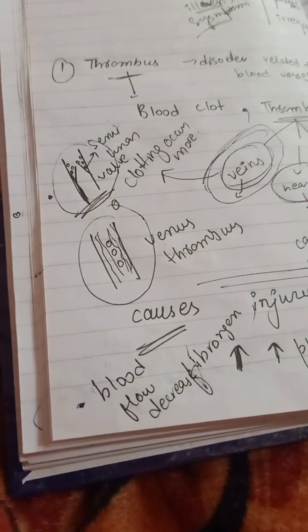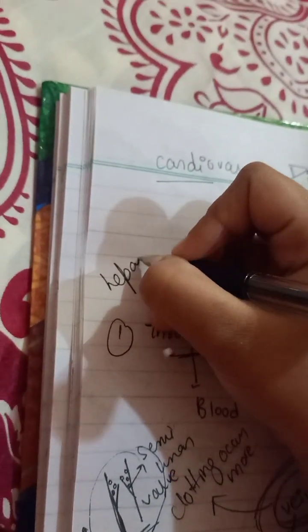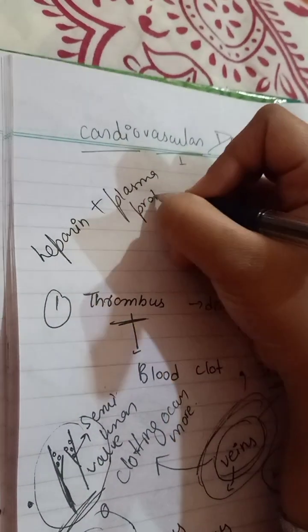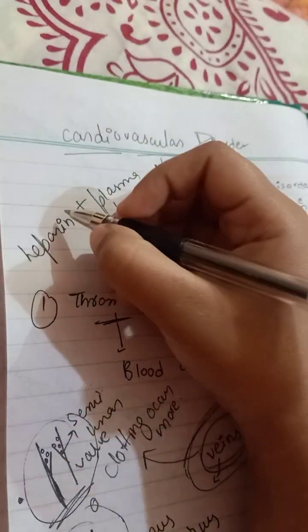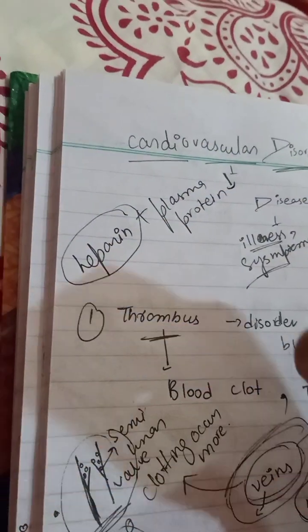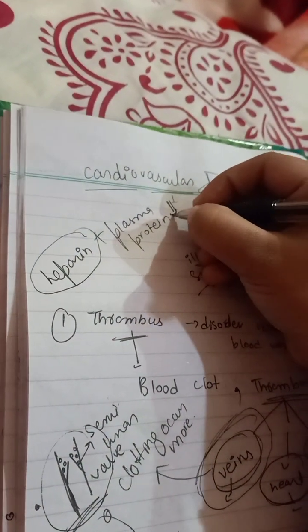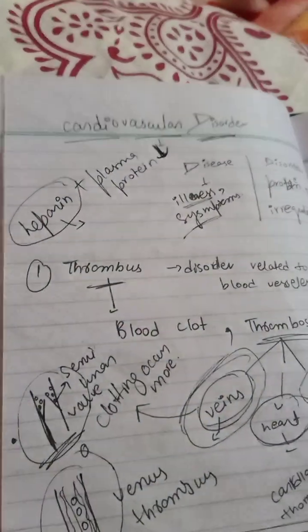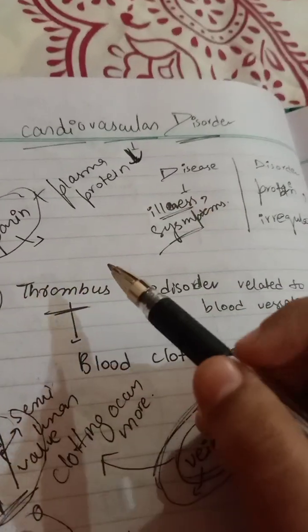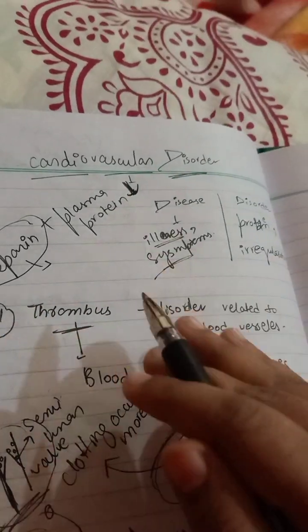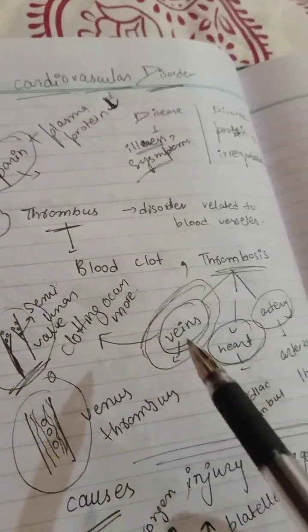For example, we have heparin in our body, as you all know, plus plasma protein. When they both decrease, what's the function of the heparin? Heparin has the function of preventing blood clots. When they decrease, they will not prevent blood clots. So heparin is less, the blood clot will occur more, and the blood flow will decrease, so that can cause a thrombus.